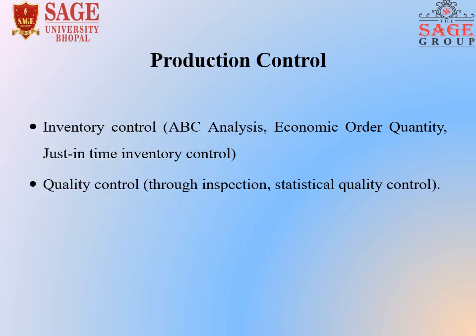Production control: for controlling production, we also have different techniques. Basically, there are two types of techniques: inventory control and quality control. For inventory control, we use ABC analysis, EOQ (economic order quantity), and the JIT (just-in-time) approach. For quality control, we have quality parameters like total quality management, inspection, and statistical quality control techniques.